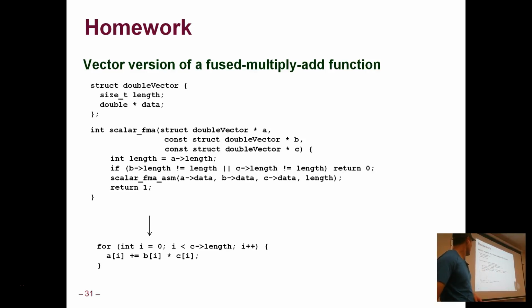Okay, so this is what the fused multiply-add operation is. You take A of I and you accumulate onto it the product of B of I and C of I. That's what you'll be doing.